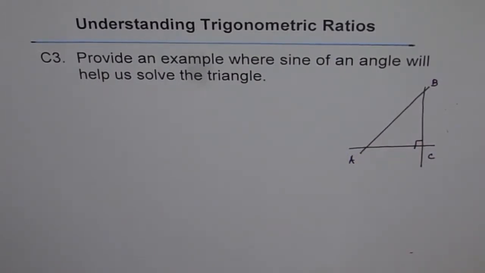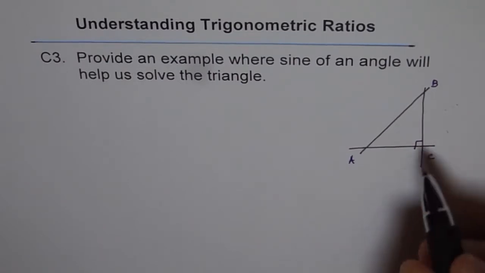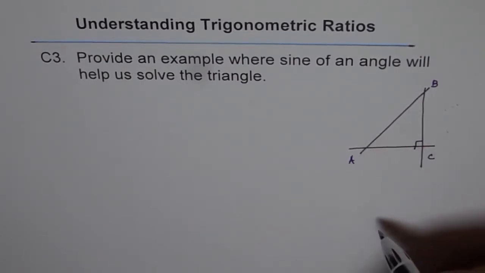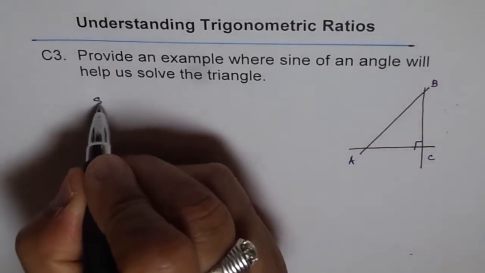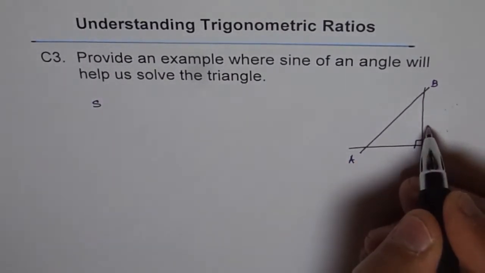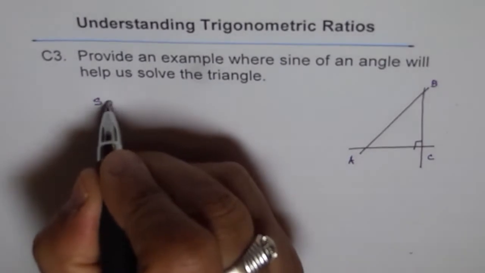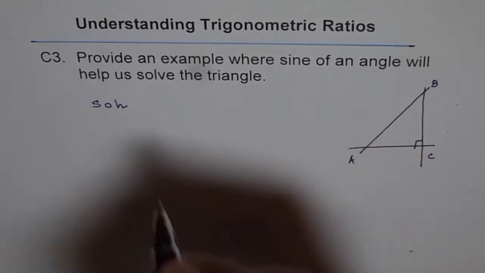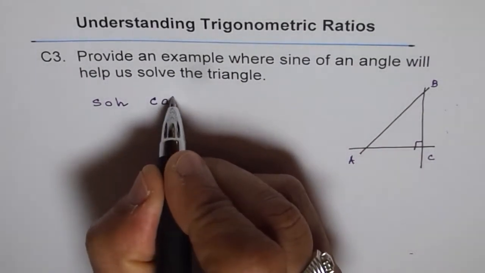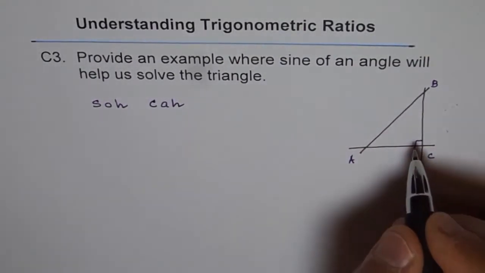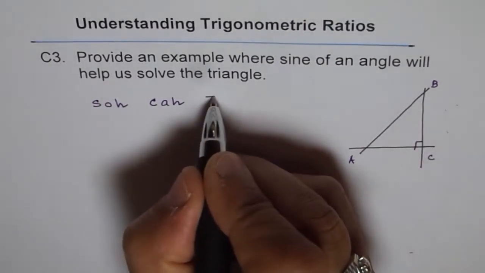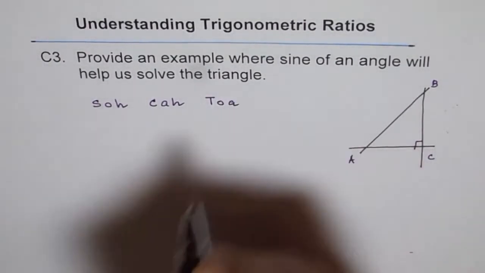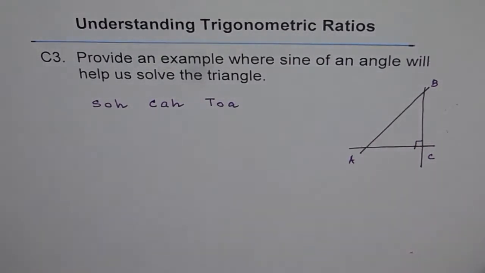Correct. Now, what are sine, cosine and tangent? Sine, cosine and tangent are ratios of the sides of a right triangle. So we are considering a right triangle. That is the first thing. Now sine is opposite over hypotenuse. And cosine is adjacent over hypotenuse. And tan is opposite over adjacent. So these are our three basic trigonometric ratios.